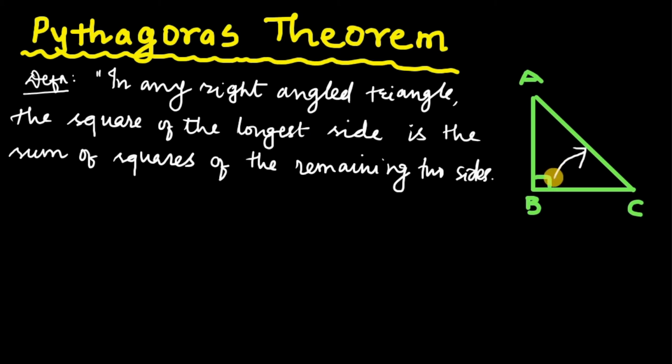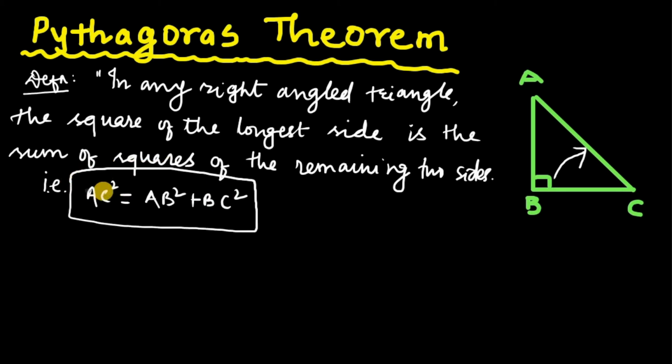So in the figure, AC is the longest side. So we need to write AC square equals to, now remaining two sides are AB square plus BC square. So this is the Pythagoras theorem. So let's clarify it more clearly.